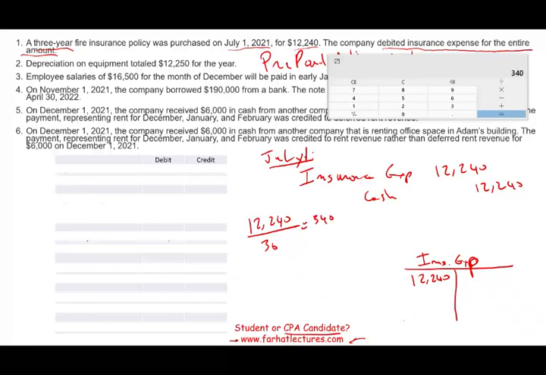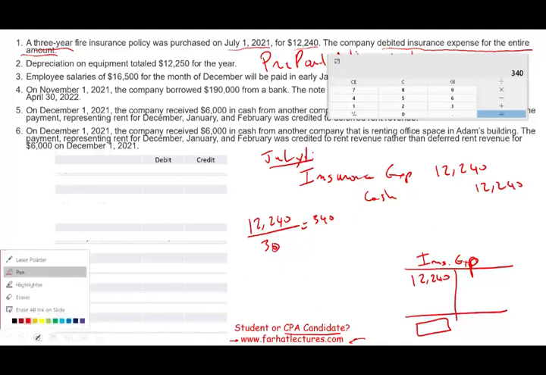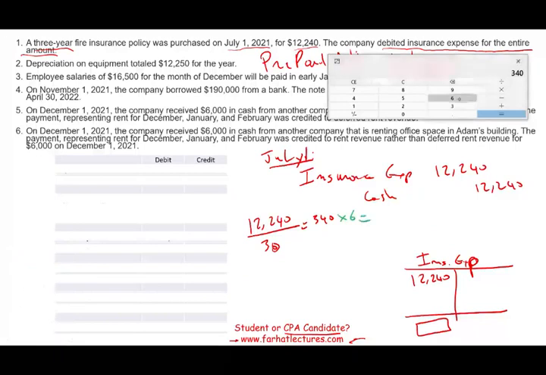Now the only expense that should be here is for July, August, September, October, November, and December. So therefore, we're going to take this amount, multiply it by 6, and that's going to give us $2,040. That's the amount that should be here in insurance expense, $2,040. What does that mean? It means we have to back out of expense. We have to credit expense. We have to back out of expense the amount that's going to give us $2,040.